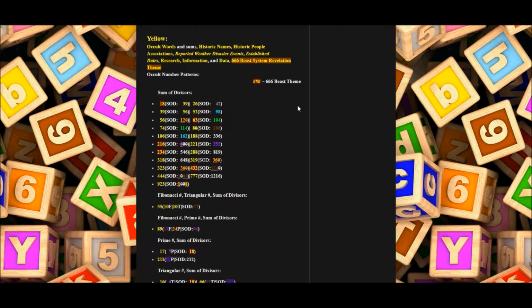And then it has the 666 beast system revelation theme for the numbers. If it's highlighted, it's the 666 beast theme. And that means they show up a lot associated with different scenarios representing that beast system.